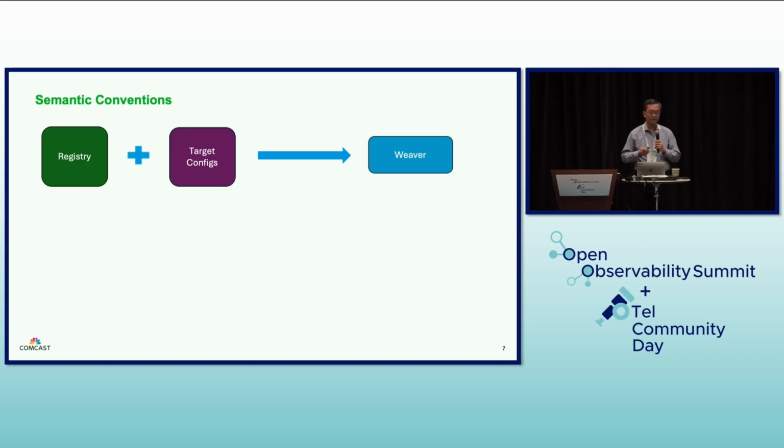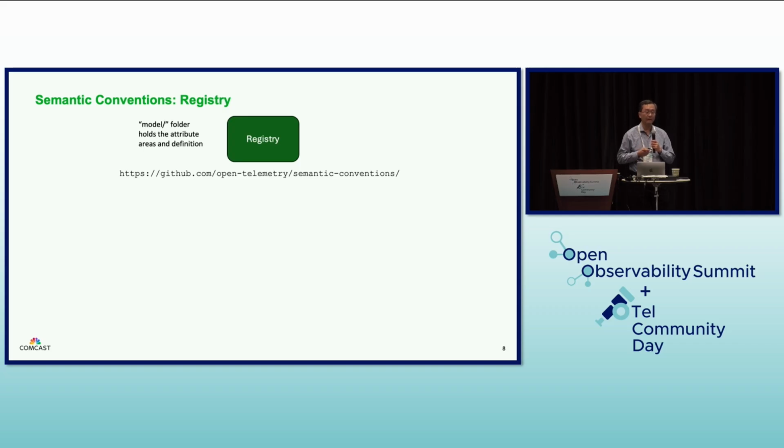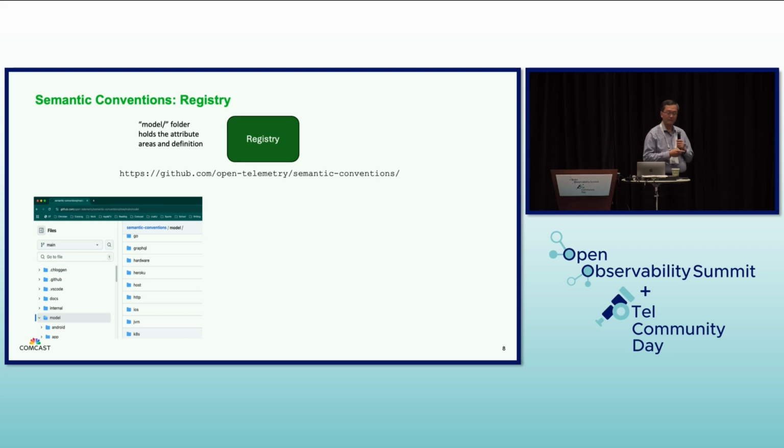So let's dive a little bit deeper into this. The registry is a repository in GitHub at that location. And under that repository, there is a model folder. And this is an example. Like that, we can see under the model folder, we'll have subfolders. In each subfolder, attributes are grouped together.